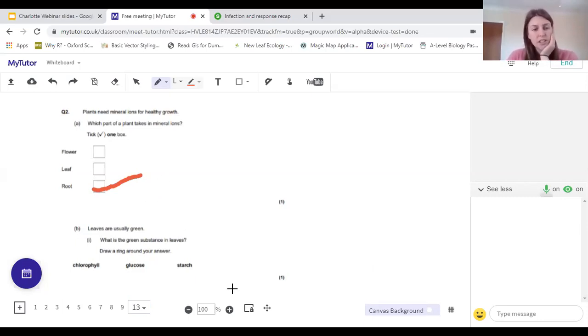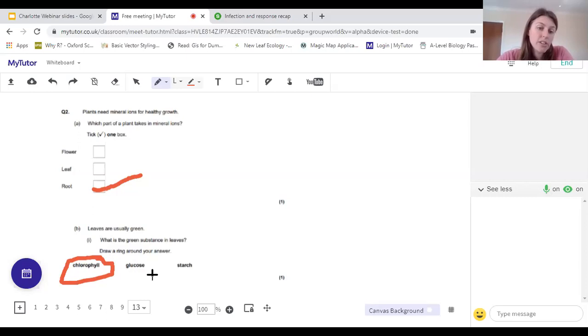Leaves are usually green. What is the green substance in leaves? Good, chlorophyll. They could have been really mean here and put chloroplast, and then you'd have to have properly read it and make sure that you're circling the right word, not just a word that looks like the right word.